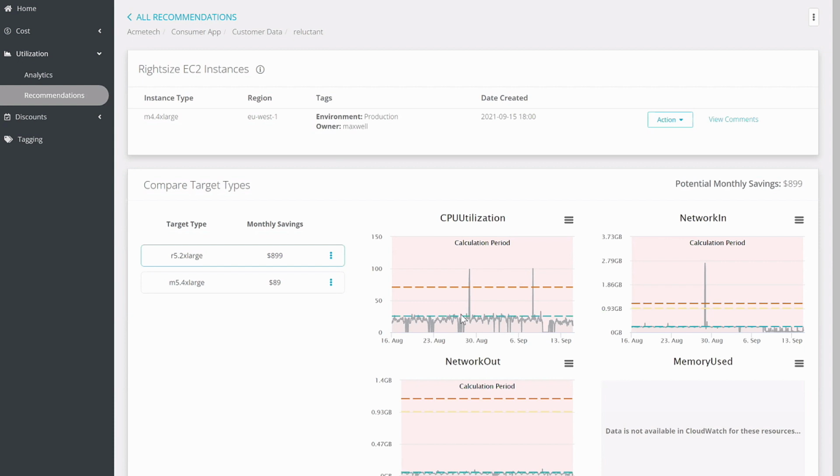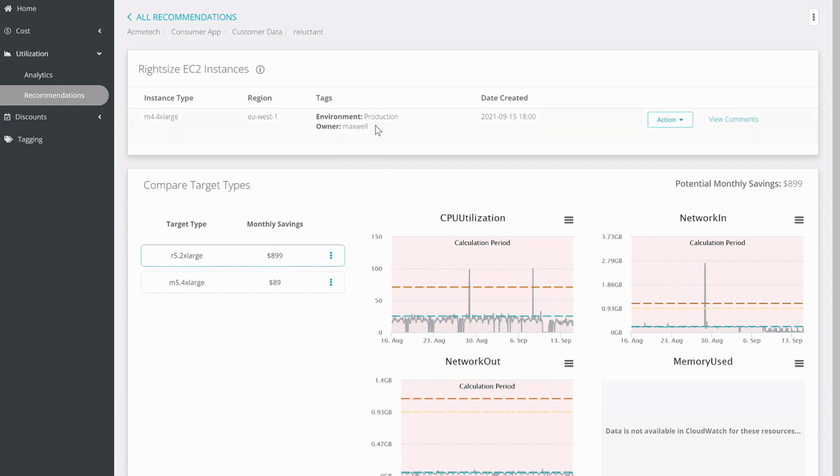In this case, we don't have it enabled, but we do get two options of what we can move to. For an M4 4XLarge, I can either upgrade to the new generation and save a little bit of money a month. Maybe this is worth it, but it's probably a pretty safe migration. The other one's a little bit different, right? We're saying move from the M4 to the R5, reduce the amount of CPU that you have, and we can see there's about a $900 a month savings here.